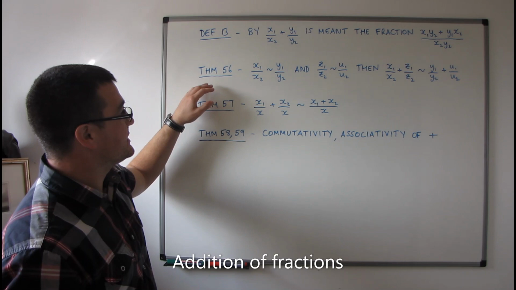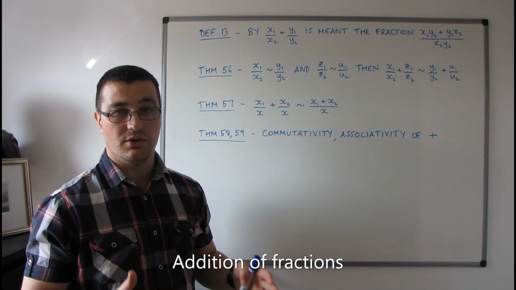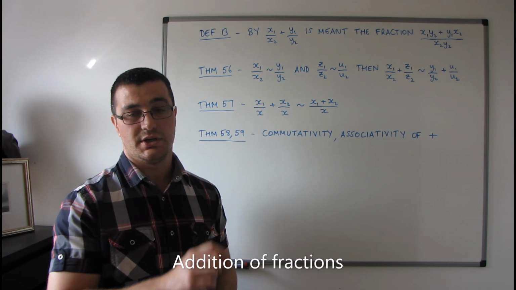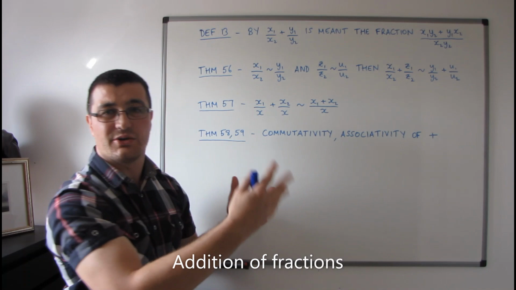Theorem 56, this is an important theorem in the sense that it proves that addition of fractions depends only on the class of fractions, these equivalence classes of fractions, and not the specific fraction that's used from a particular equivalence class. So if we've got two equivalent fractions and two other equivalent fractions, then these two added together are going to be equivalent to these two added together.